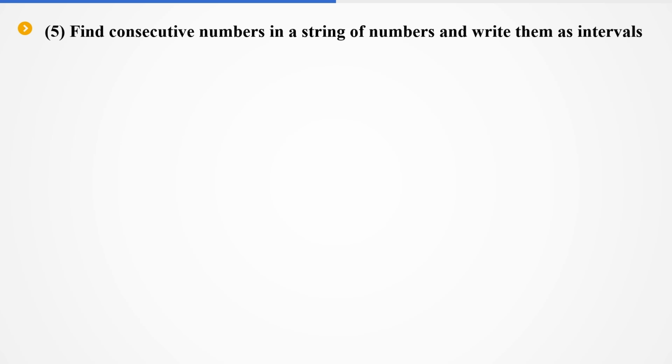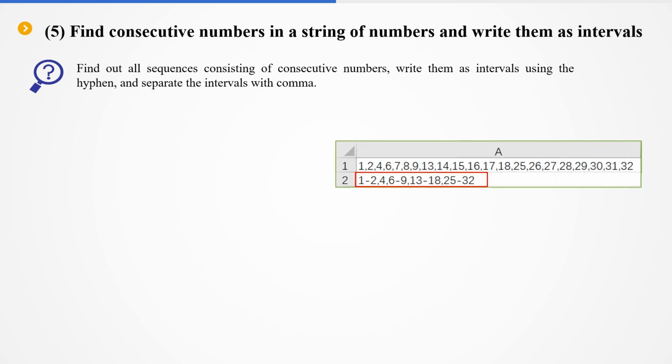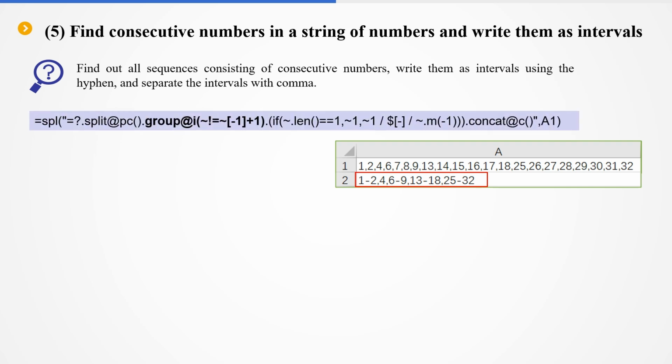5. Find consecutive numbers in a string of numbers and write them as intervals. A cell in an Excel table contains a string consisting of ordered integers. There are missing numbers in this string, causing it to be discontinuous. It is required to find out all sequences consisting of consecutive numbers, write them as intervals using the hyphen, and separate the intervals with comma. As shown in A2, there are intervals 1 to 2, 4, 6 to 9, etc.